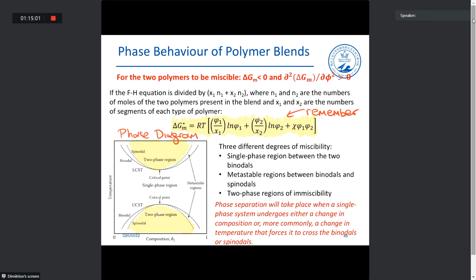And also we have a single-phase region where we have miscibility. The two-phase region and the single-phase region are separated by these curves that are called binodals. Okay, binodals are the curves that separate single-phase from two-phase. And there is a metastable region here, where these curves are separated by this dotted line that is called the spinodal curves. Okay.